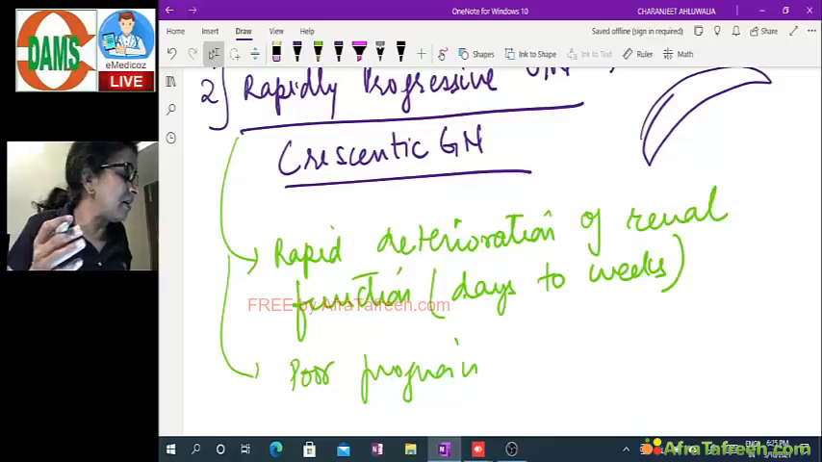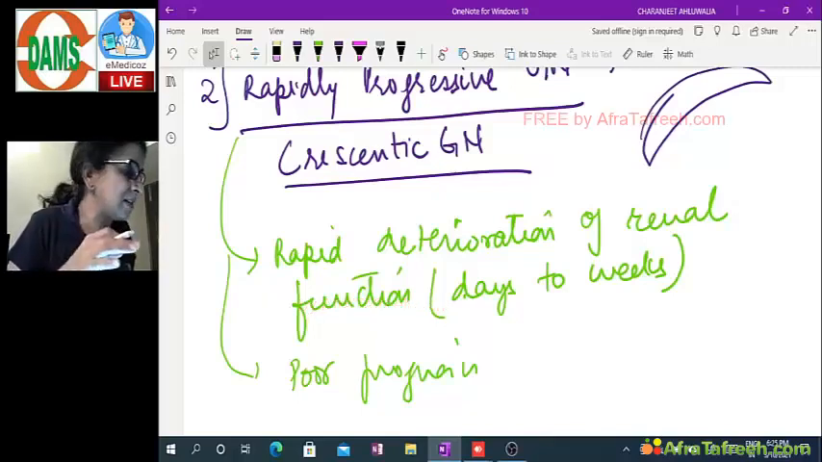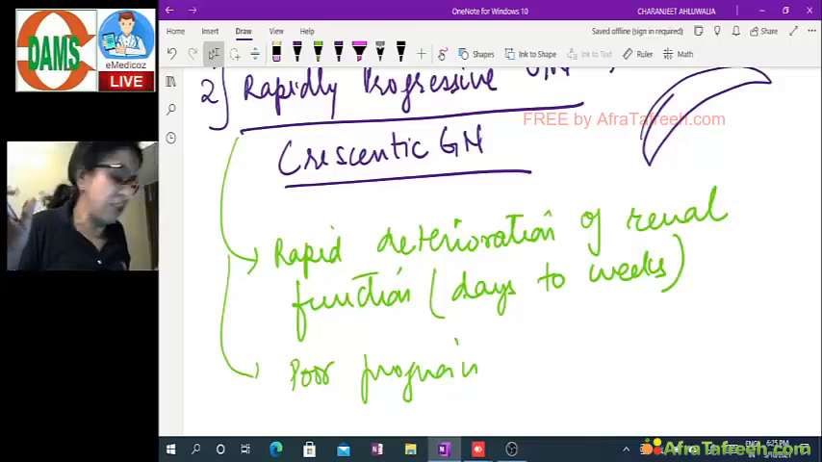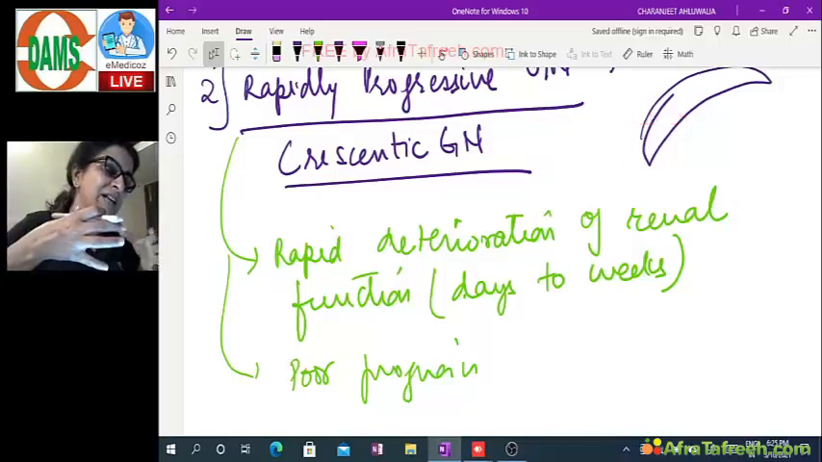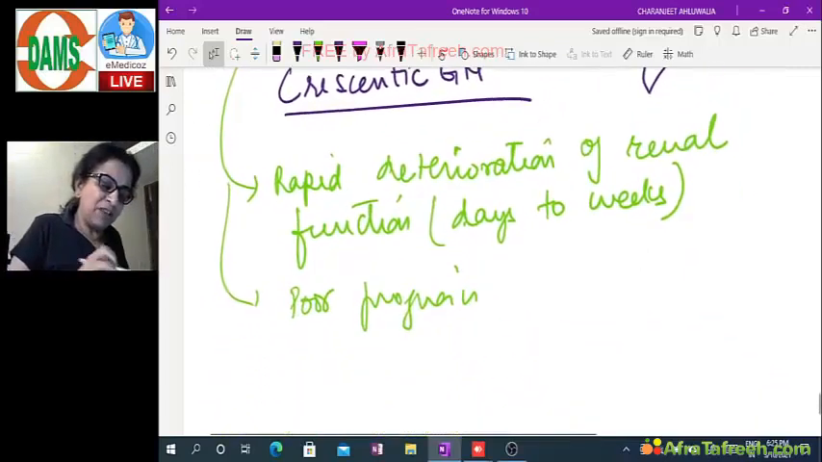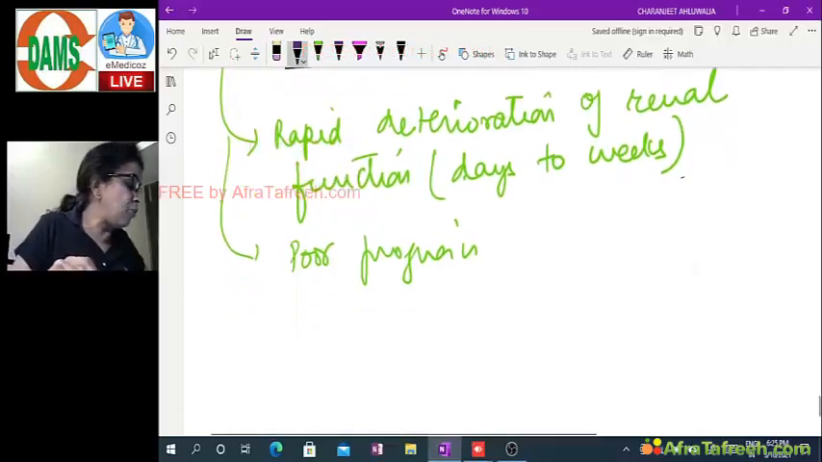In 95% of children, acute post-streptococcal glomerulonephritis resolves spontaneously. In 5% they may have complications. One of the complications is they can go into RPGN. So a number of glomerulonephritis as a complication can go into RPGN. So what is the definition? Rapid deterioration of renal function within days to weeks, and it carries a poor prognosis.